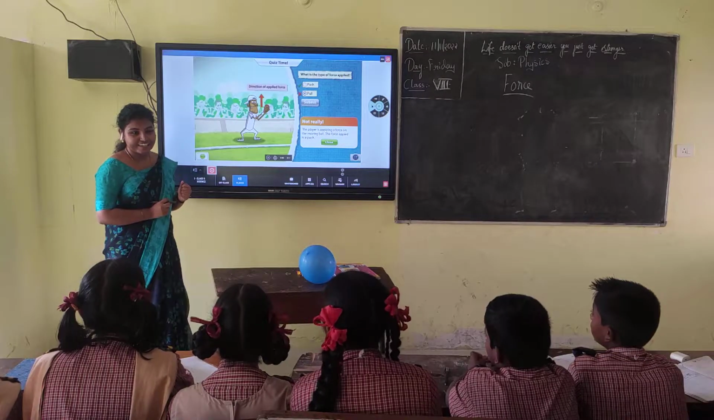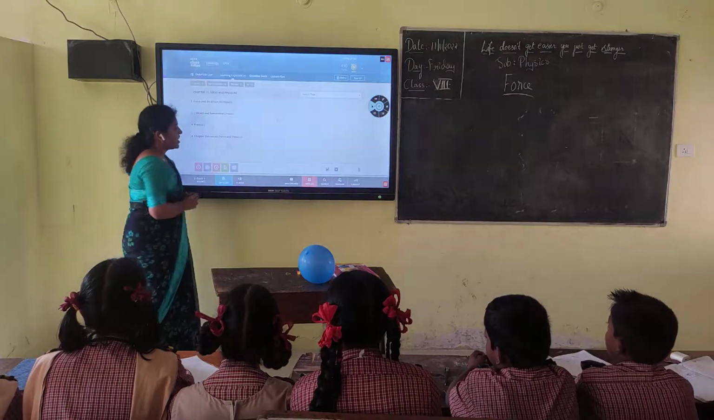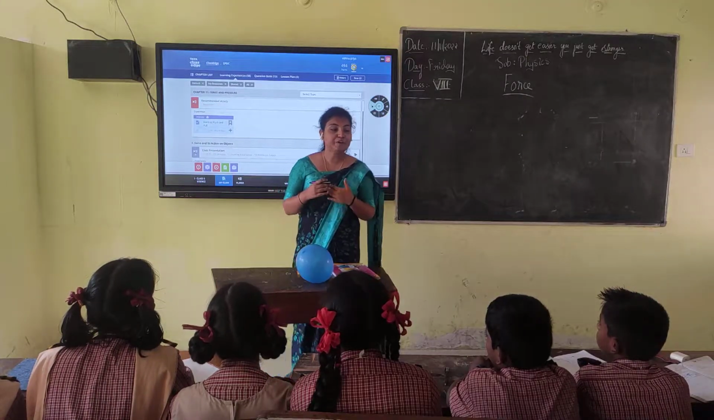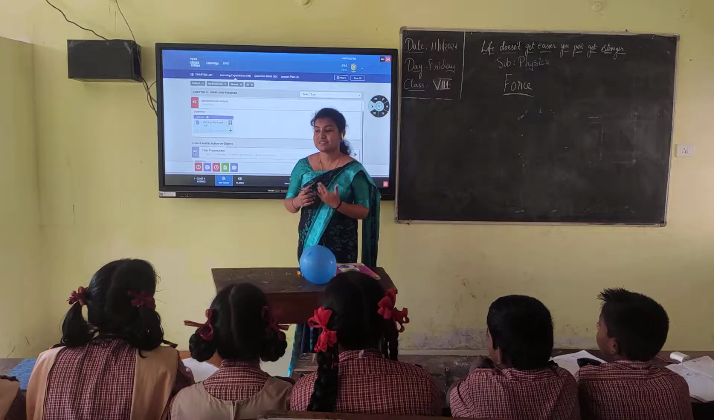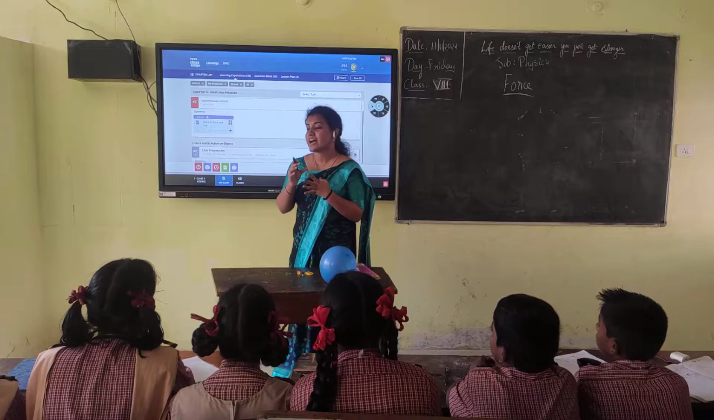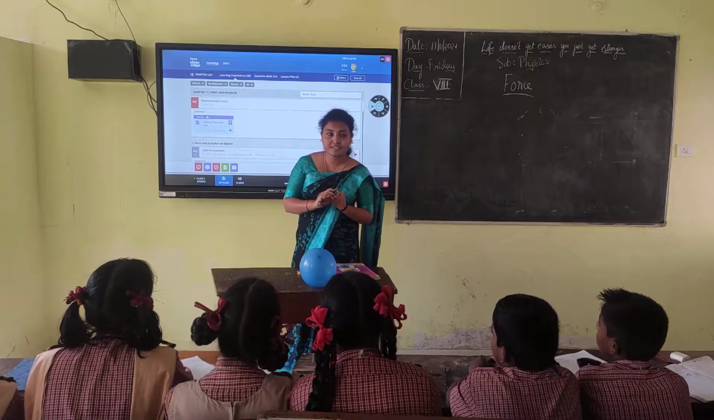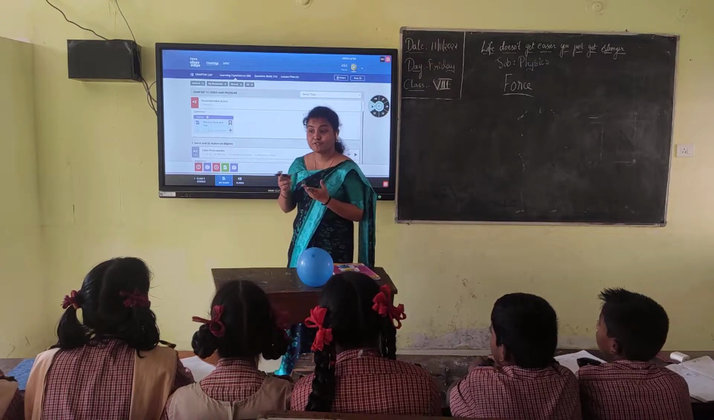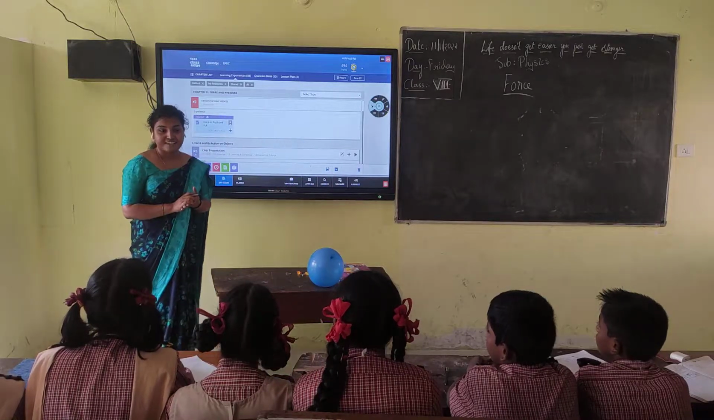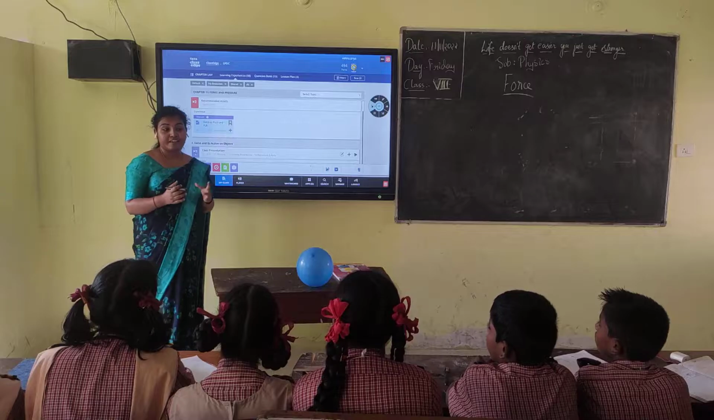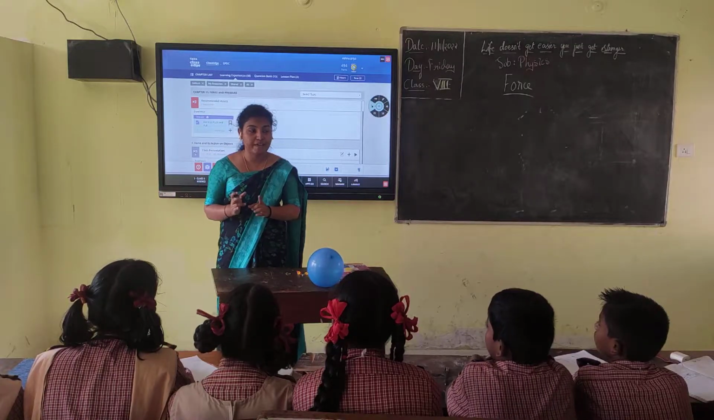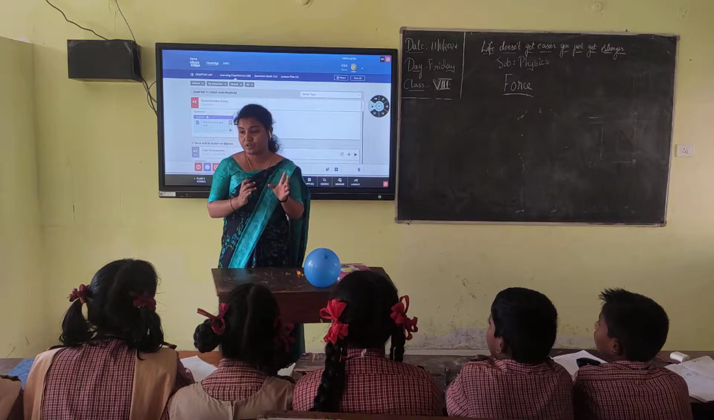Then force can exert a motion, I said. How is it changing the object's position, state of rest, shape, size, etc.? Can you give an example? Do you like football? In football, a penalty kick is done. Before starting the penalty kick, the ball will be at rest position. Then what will they do? The player will kick the ball.